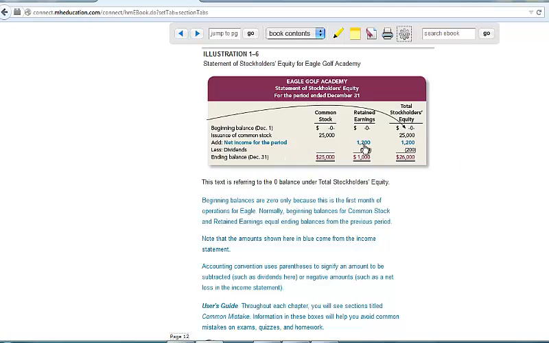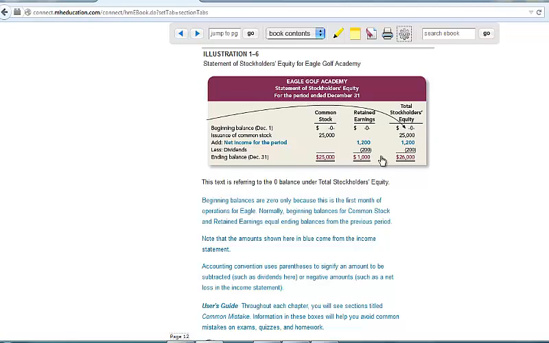And here's that $1,200 from the income statement that I told you to remember. You're going to bring that number down from your income statement under your retained earnings column in the Add Net Income row of the statement of stockholders' equity. The next row is your less dividends. So we paid out $200 in dividends.